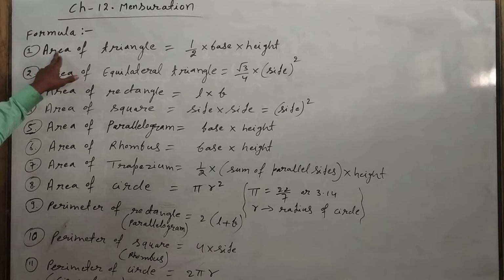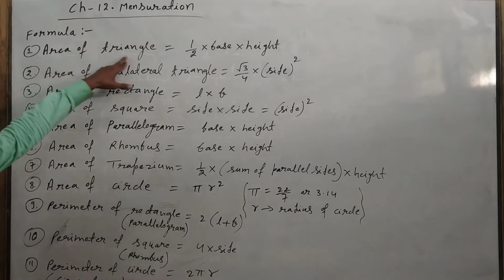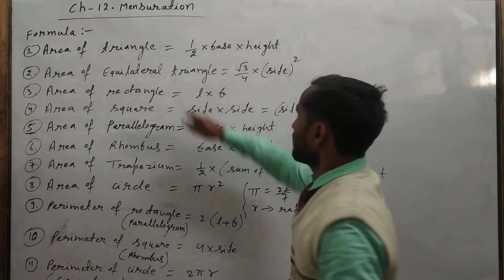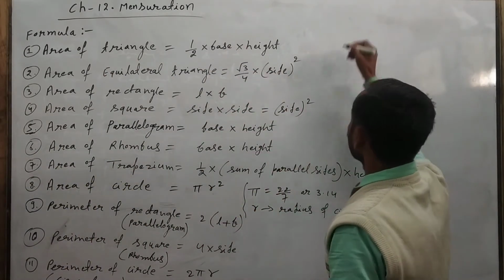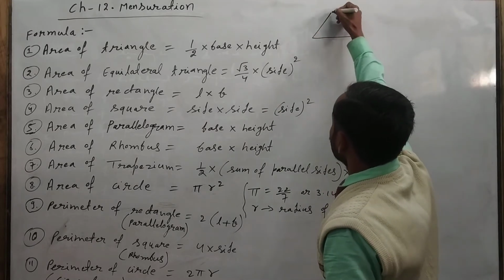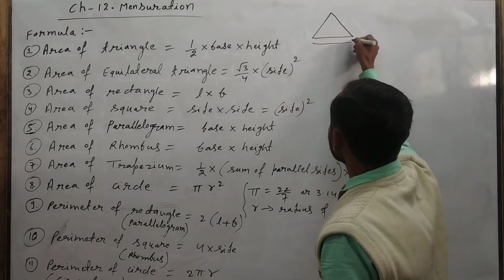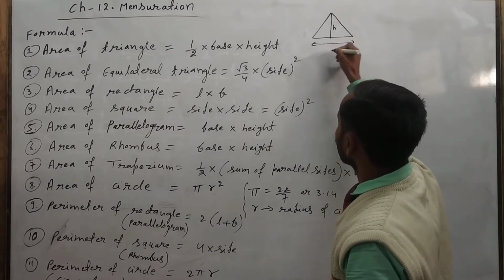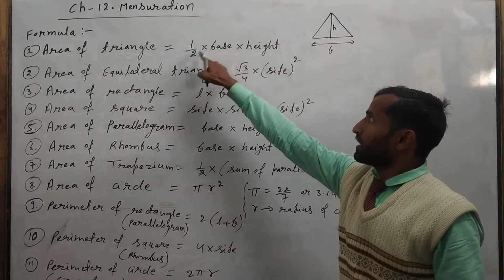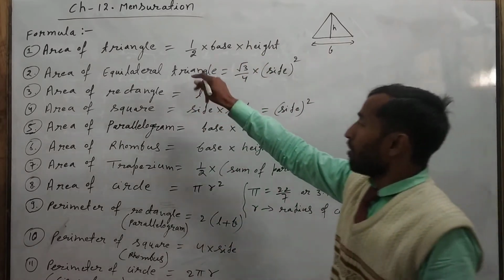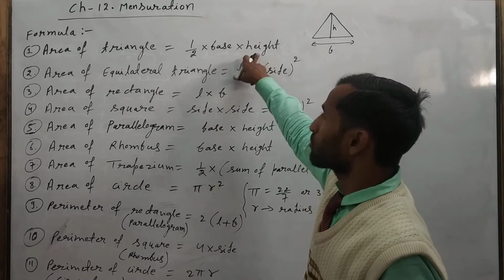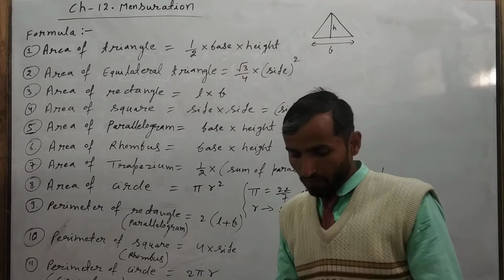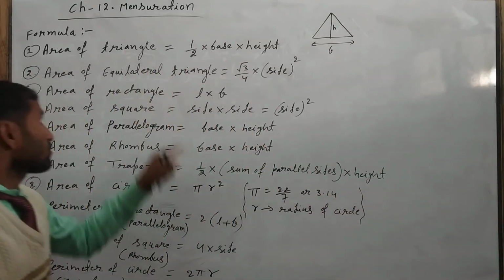Just see the first formula, area of triangle. Area of triangle is half into base into height. In the triangle, sometimes this one is the base and the corresponding height is given, this one h, and the base is b. So half into b into h, or half into base into height. This is the formula of area of triangle. If base and height are given, then we will use this formula.